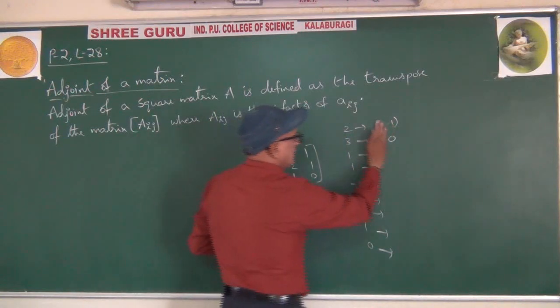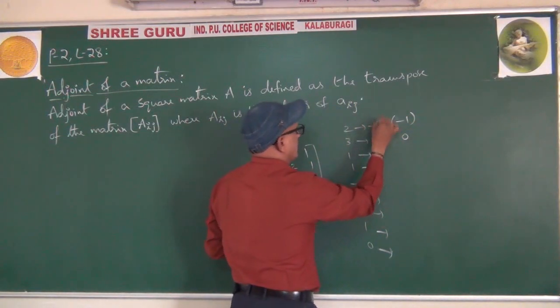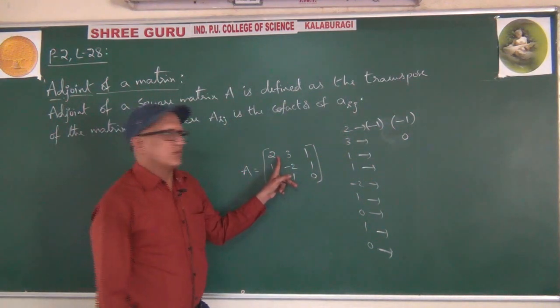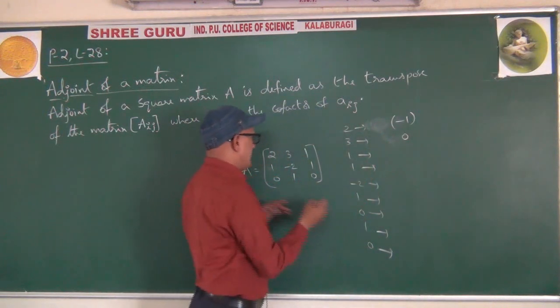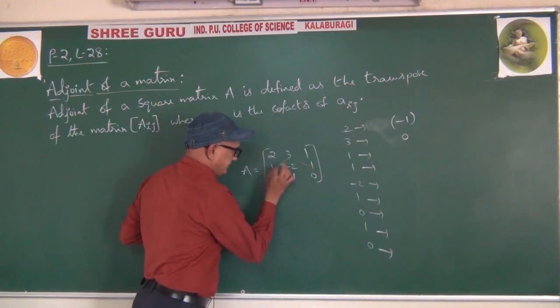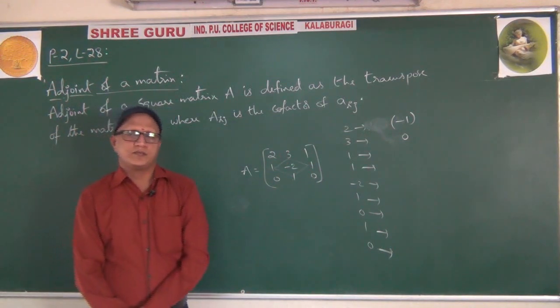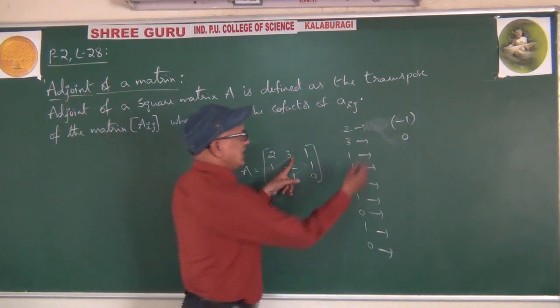For 1, shall I write that one also? That is better. Minus 1 whole power, this is A11, so 1 plus 1, 2. This pattern shape is very good. That is very easy. For these positions the sign will change. Wherever you are taking 3, their sign will change.